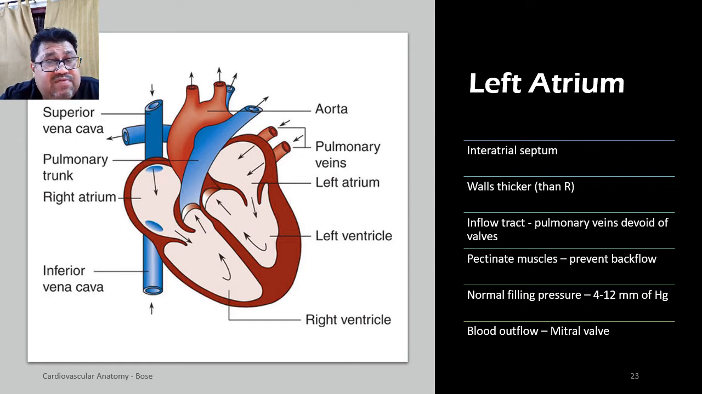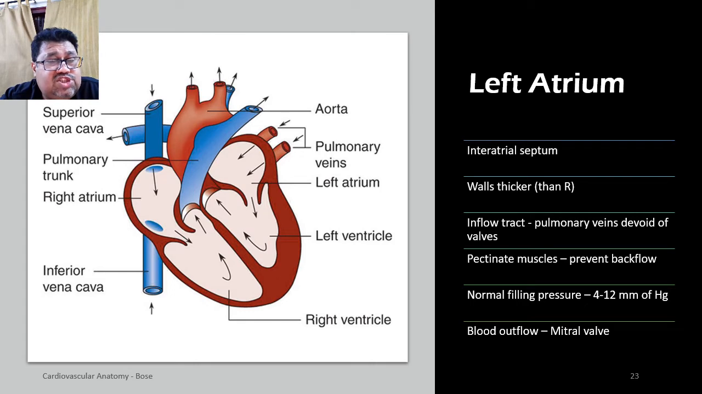Instead of valves on these vessels, pectinate muscles extend from the atria into the pulmonary vein and exert a sphincter-like action, usually to prevent backflow of blood during contraction of the atria under healthy conditions. The normal filling pressure of the left ventricle is between 4 and 12 millimeters of mercury. These pressure values are important for you to know, so please remember the pressures that are common to each chamber.